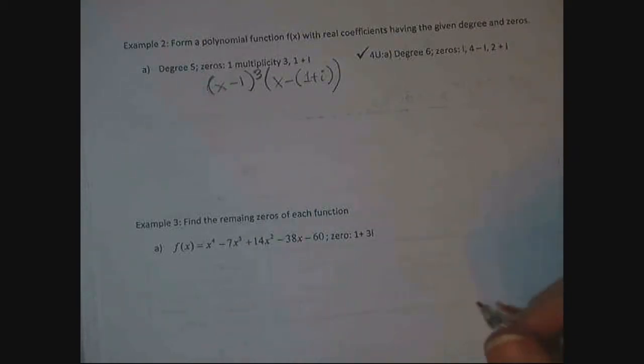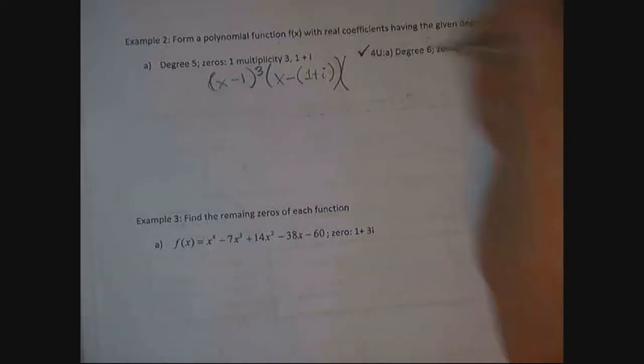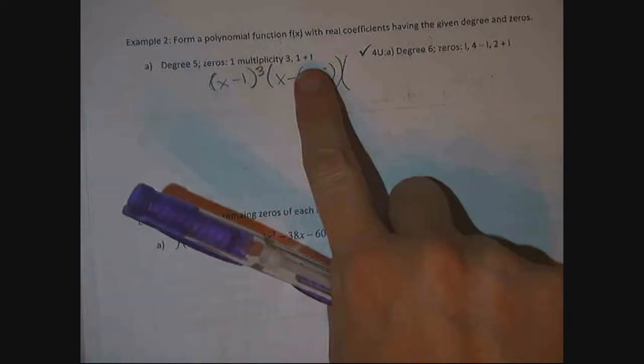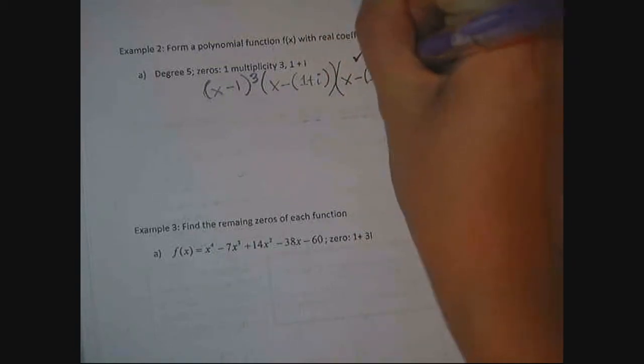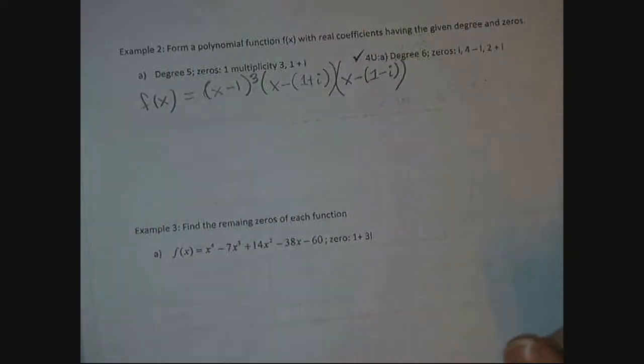Now, if we remember from example 1 and our earlier conjugate theorem, we know that if we have one complex 0, we should also have its conjugate. So my conjugate of 1 plus i is 1 minus i, so I should also have x minus 1 minus i as a part of my polynomial function. So there I have all of the pieces of my polynomial function given by my zeros multiplied together. Our next step is to simply FOIL, distribute, get into that polynomial function form that we know of.